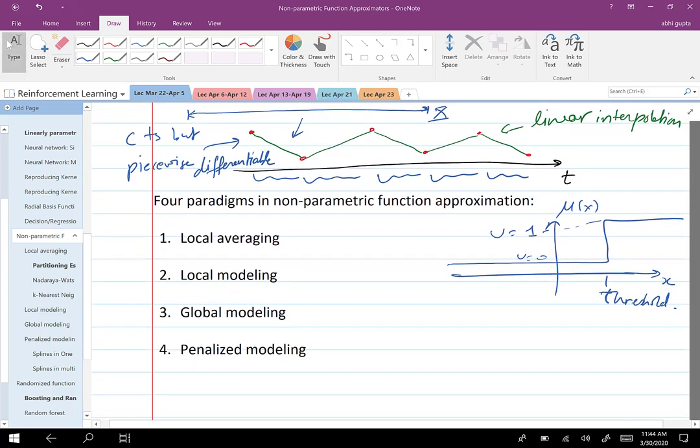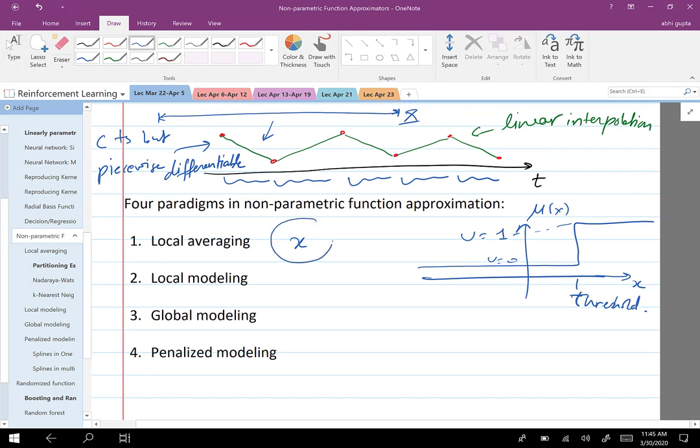So there are essentially four paradigms in non-parametric function approximation. The first is called local averaging, where you look at the neighborhood. So you have a point X, you look at the neighborhood of X, you look at the points X1, X5, X100, X1000, which are in the neighborhood of this point X that you are interested in. So you want to come up with the value of the function f(x) for the point X.